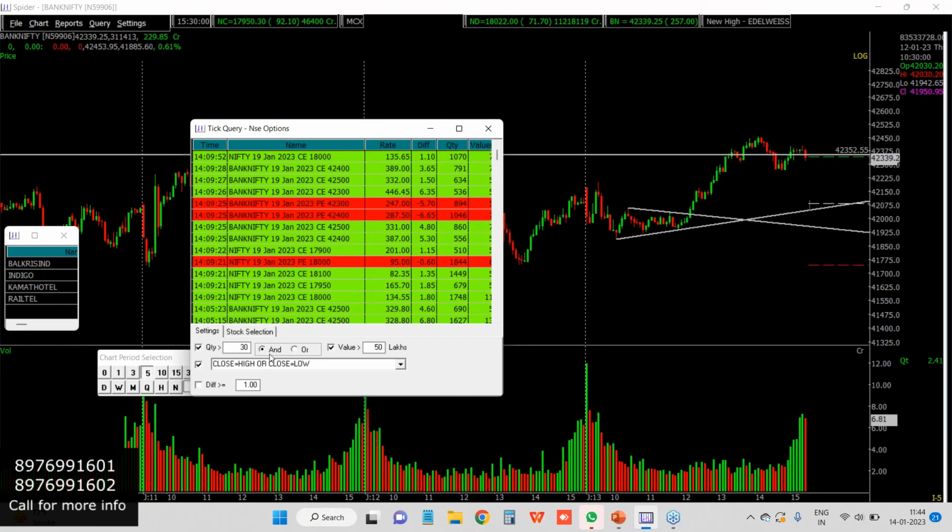All the previous conditions that we have given for tick query, you have always chosen "or", but this time we want bulk trades. So we want quantity and value both in our trade. So we'll select "and" and then we'll select value and we'll keep it as 50 lakh. So 30 and 50. And the condition that you have to select over here is close equal to high or close equal to low.